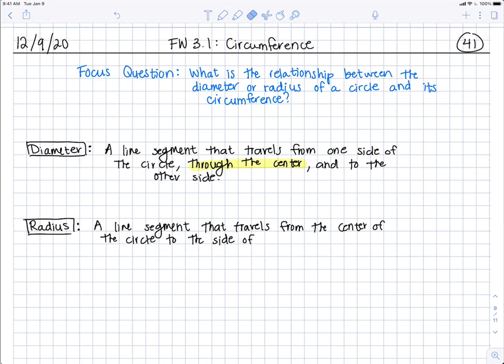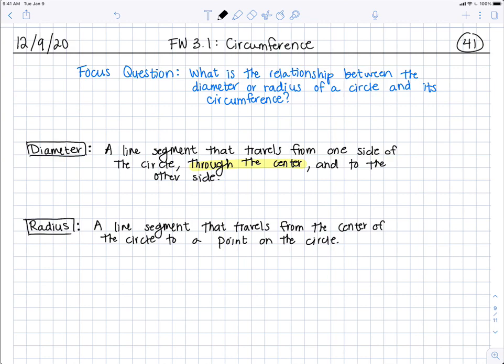Or I should say to a side of the circle. Or really I should say a point on the circle. We're getting into technicalities. Let's say a point on the circle. There we go.